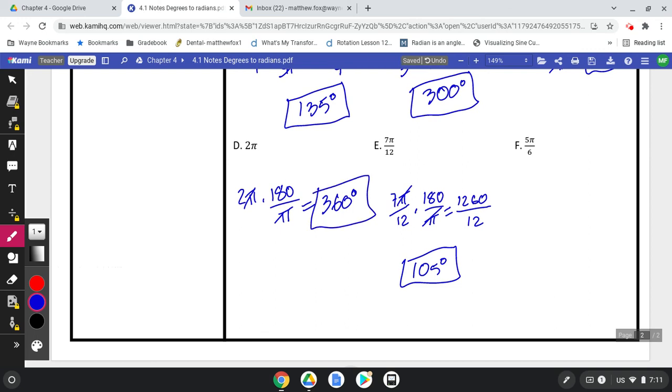Okay, final one, final problem of the day. 5 pi over 6, if we times that by 180 divided by pi, the pi's cancel. 5 times 180, it's going to be 900 divided by 6. 6 will go into 900 150 times, and we are done.